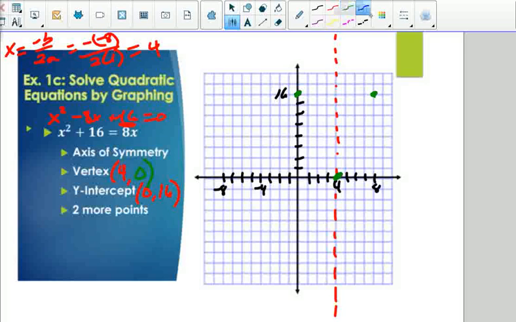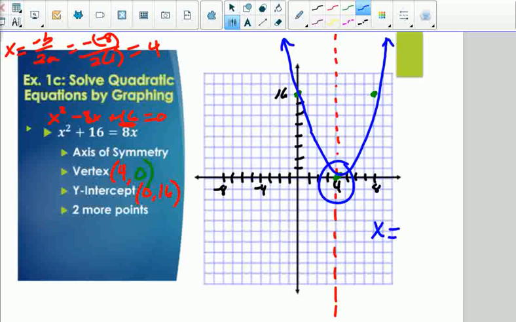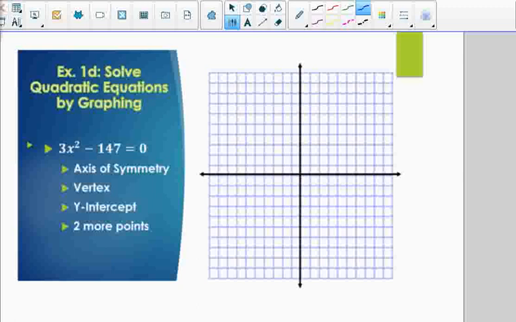I have my parabola. I can draw. You can see it crosses only in one place. And what is my x going to be? It crosses when x is 4. So I only have one solution, and x equals 4. Let's do one more, and I'll have you do some yourself.